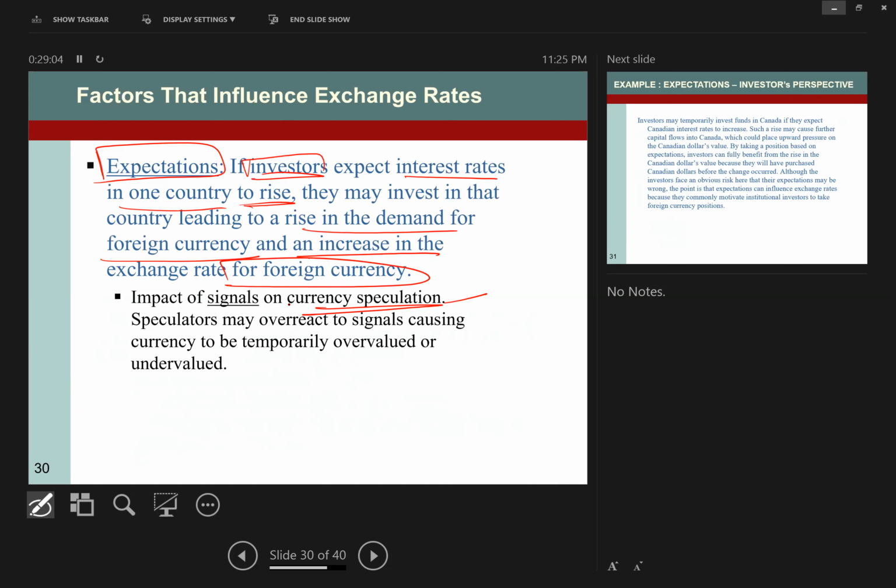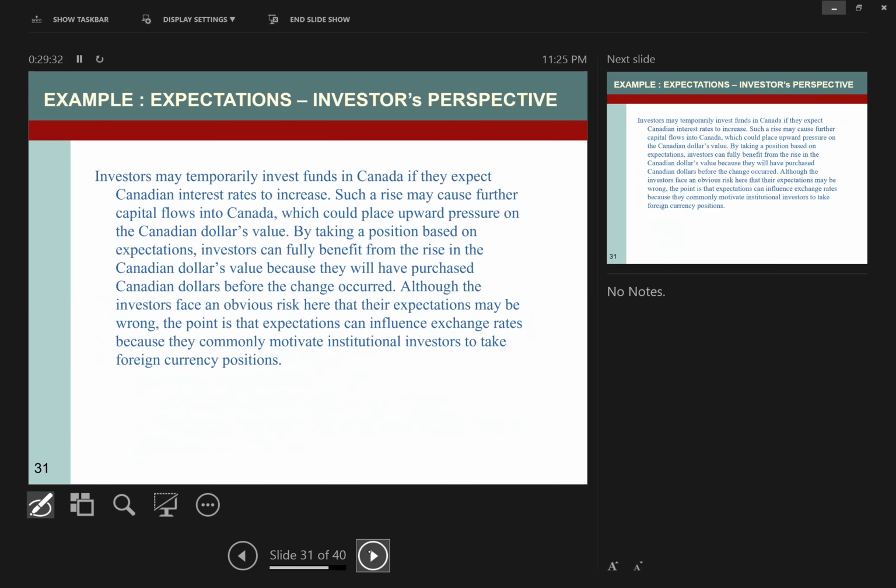So impact of signals on currency speculations. What do we mean by signals? It means there is going to be sentiment in the market which signals that if everybody believes that currency is going to appreciate, then currency will appreciate. Why? Because there is common sentiment or common signals. So speculators may overreact to the signals, causing currency to be temporarily overvalued or undervalued. So we have example for both point of view, both perspective. Let's see that. Here we go.